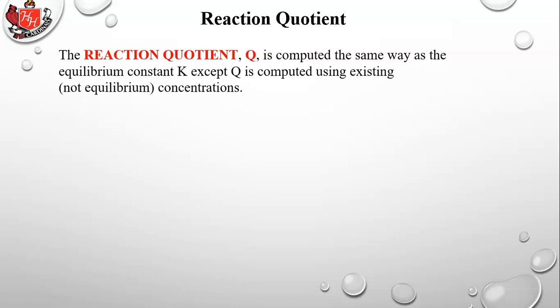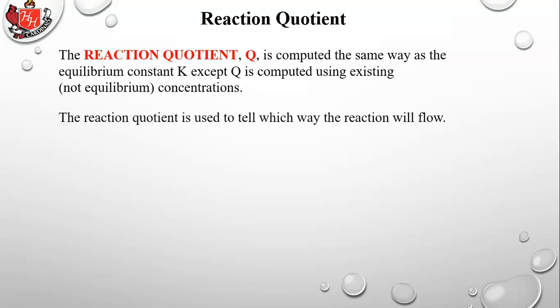So the reaction quotient Q is computed the same way as the equilibrium constant K, except Q is computed using the existing, not equilibrium, concentrations. The reaction quotient is used to tell which way a reaction will flow. So if Q is equal to K, then that means the reaction is at equilibrium, and so it's not going to flow in either direction, towards products or towards the reactants.